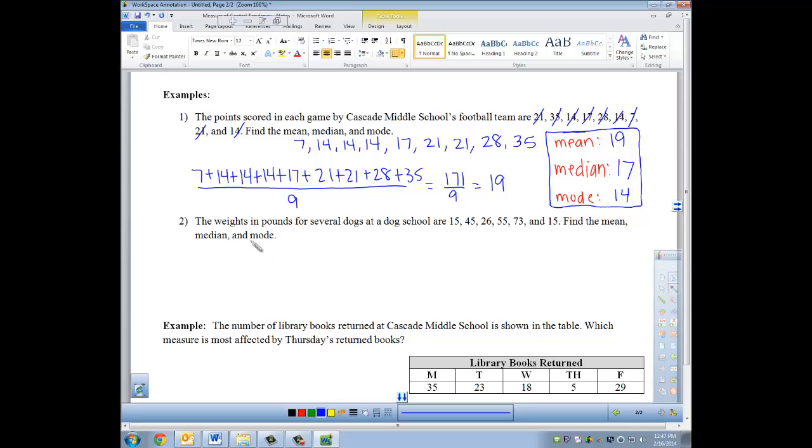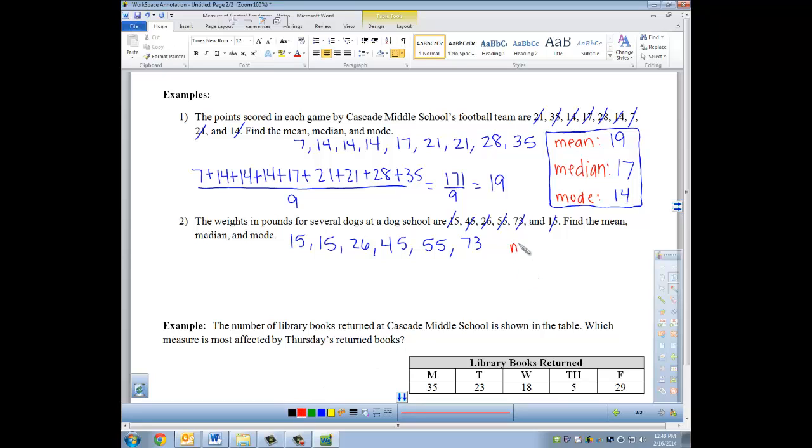Number 2, we have the weights in pounds for several dogs at a dog school are 15, 45, 26, 55, 73, and 15. Find the mean, median, and mode. So first put it in order from least to greatest. We have two 15s. We have a 26, a 45, a 55, and a 73.